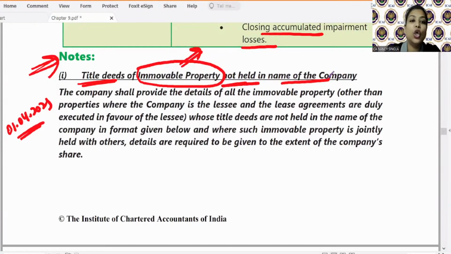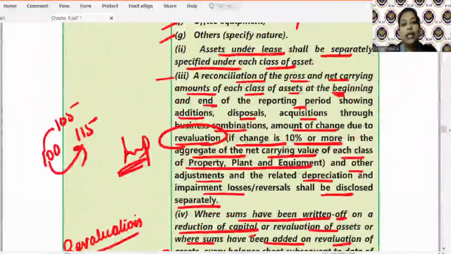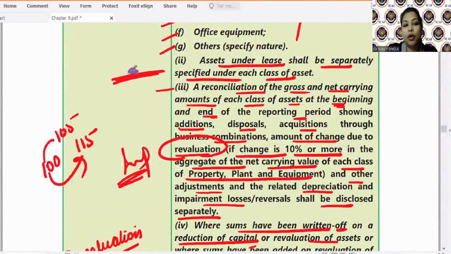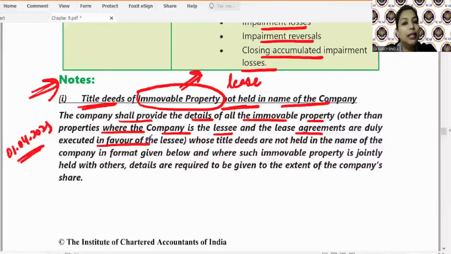And this point is not talking about lease. Lease वाला point तो यहाँ आएगा ही नहीं ना, because we have seen that if any of the property is on lease, it shall be shown separately. So this says that the company shall provide the details of all immovable property other than property where company is a lessee and lease agreements are executed in favor of lessee. Why? Because वहां पर तो in the name of the company होगा ही नहीं ना, because that land or building has been taken on lease. ठीक है? So this point is not talking about lease.